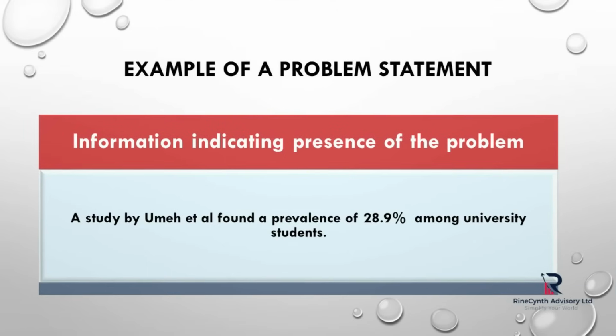Now let's look at some information indicating the presence of a problem. This can also be known as the magnitude. A study by Ume et al. found a prevalence of 28.9% among university students. If you have several problems, this can also be used to rank the problems in terms of severity.